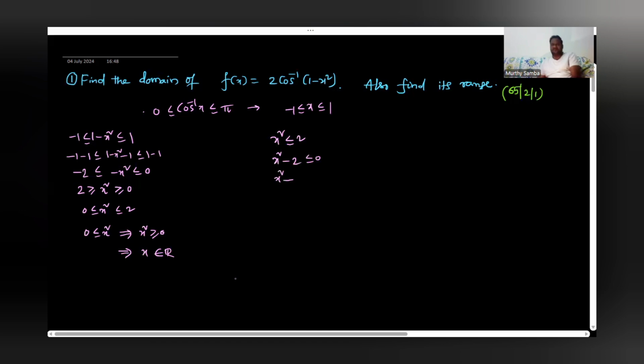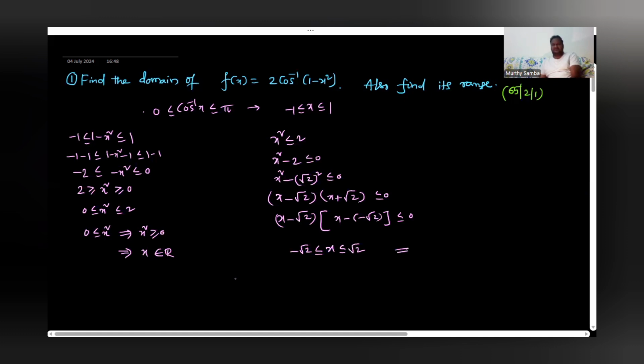So x square minus 2 can be written as x square minus root 2 whole square. This can be written as (x minus root 2)(x plus root 2), less than or equal to 0. More clearly, x minus root 2 and x minus of minus root 2, less than or equal to 0. We have already learned about less than or equal to type inequations. x lies between minus root 2 and plus root 2.